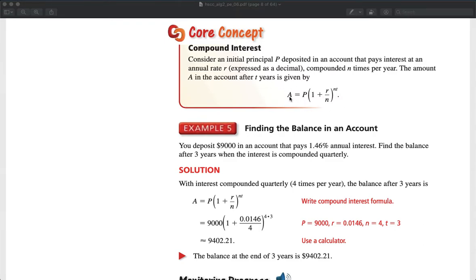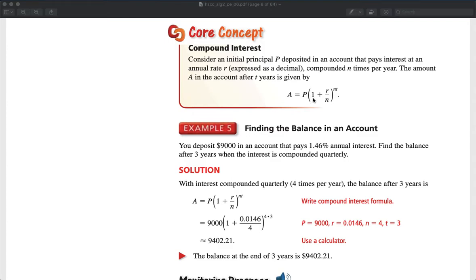So A stands for the amount of money that you're going to have by this formula. All of these variables have meaning. Let's start off with the P. P stands for the initial principal, the amount that you are going to deposit, say, in this case when we're talking about a bank account, the amount that you're originally depositing or withdrawing. It depends on what you are doing.